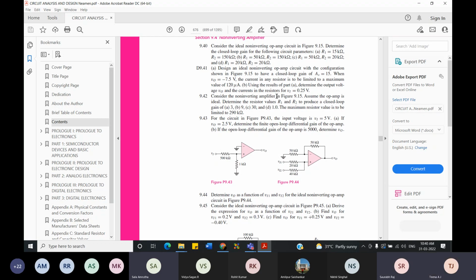Ma'am, I2 is 0.06. It is 60 microampere. See, 0.25 divided by 4.17, ma'am. It will give, yeah, it is 60 microampere.